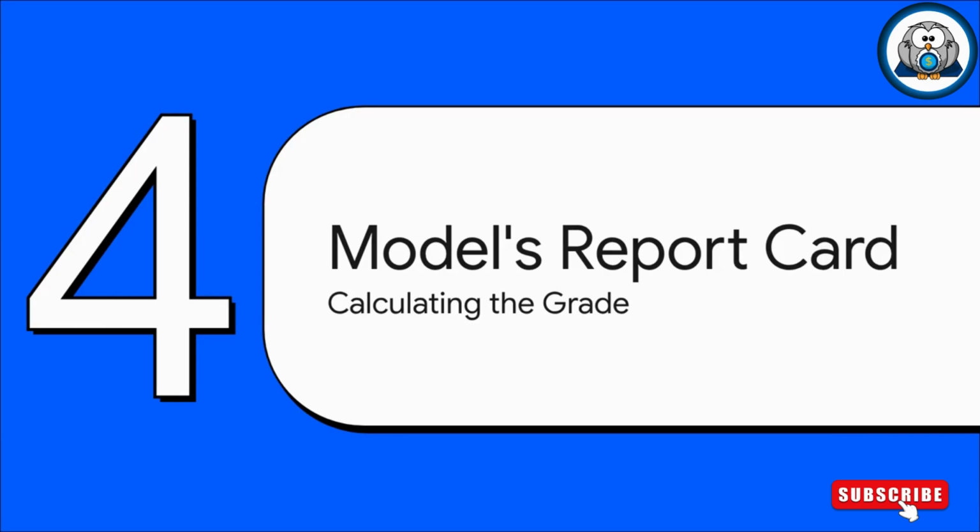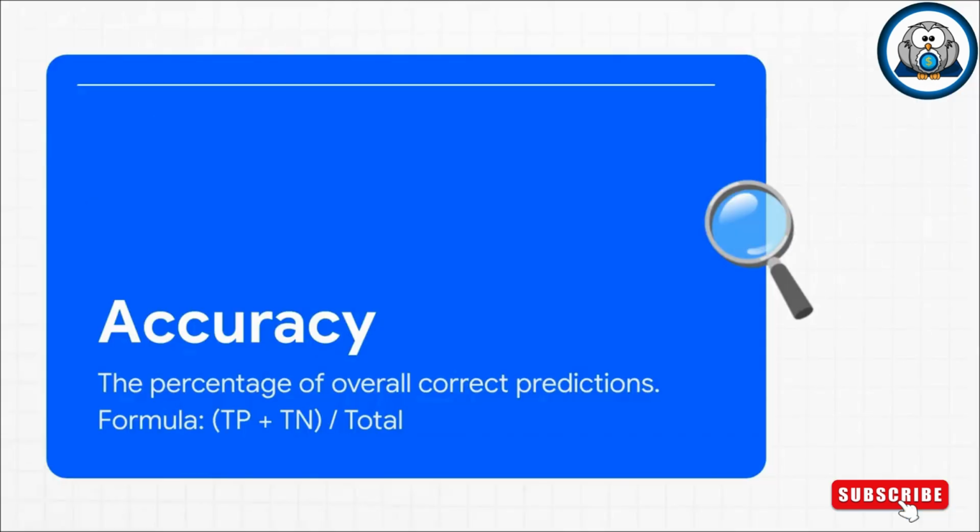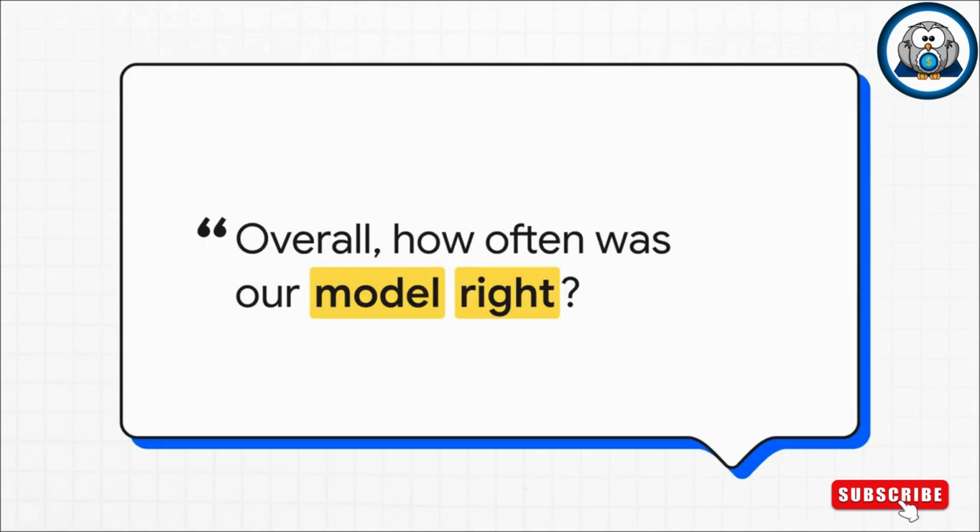We're going to use the numbers from our confusion matrix to calculate its final grades. So first up is accuracy, the one we started with. And the formula is super simple. It's just the total number of correct calls, that's the true positives plus the true negatives, divided by the total number of predictions made. So accuracy just answers one simple question. Overall, how often was our model right? And like we said, it's a fine place to start, but it really doesn't tell us the whole story.